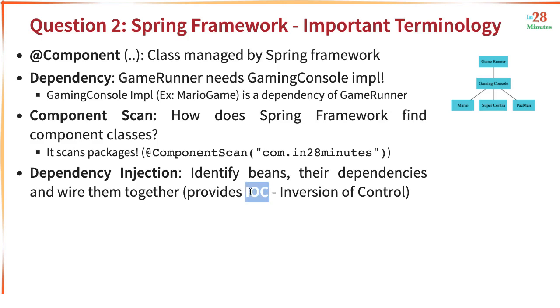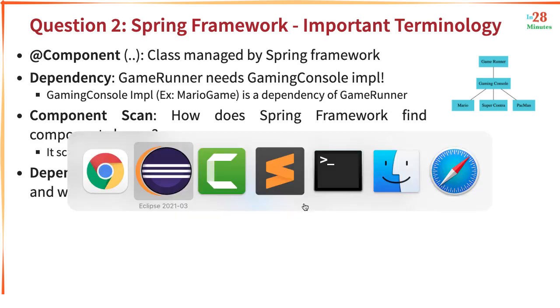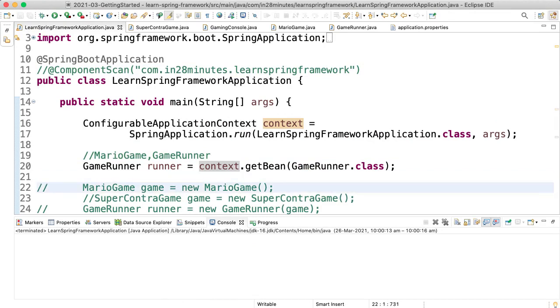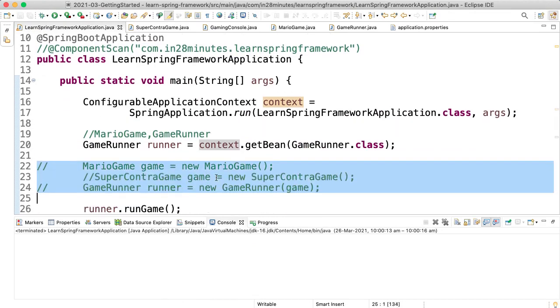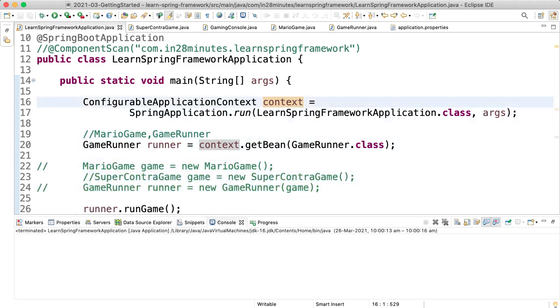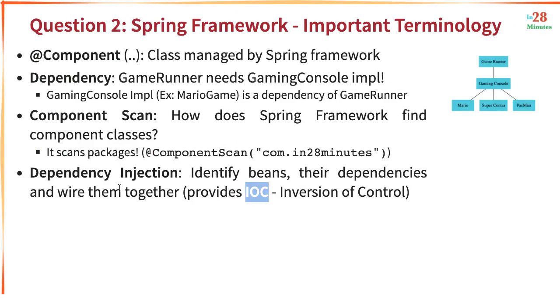This is also called IOC, or inversion of control. Why is it called inversion of control? Earlier, as a programmer, you were responsible for creating all the classes. You are responsible for creating the Mario game. You are responsible for creating the Super Contra game. And you are responsible for wiring the Mario game into a game runner class. However, right now, we gave that responsibility to Spring Framework. So instead of the programmer having the control, creating objects and wiring them together is now with the Spring Framework. And that's the reason why this is called inversion of control.